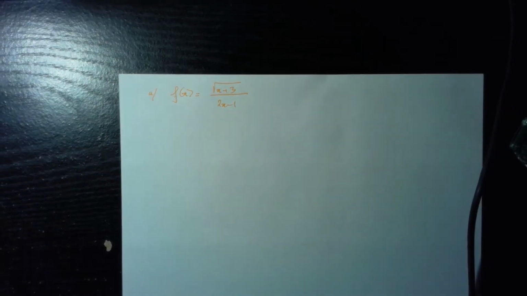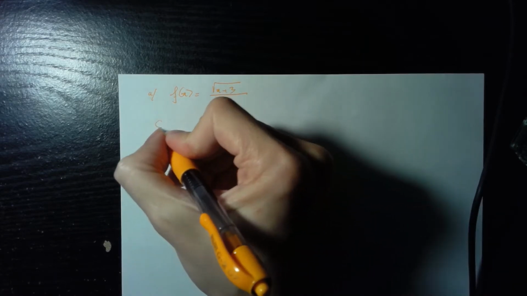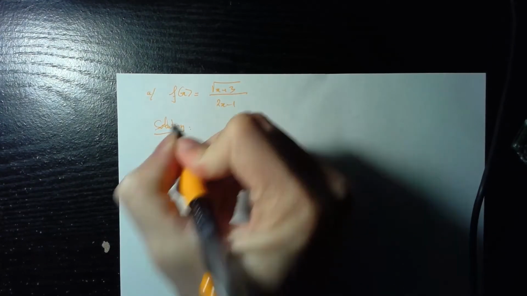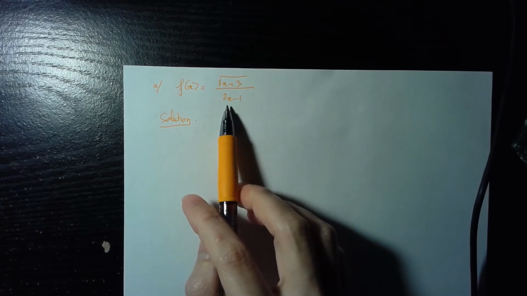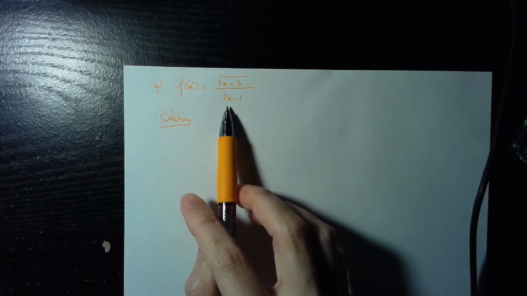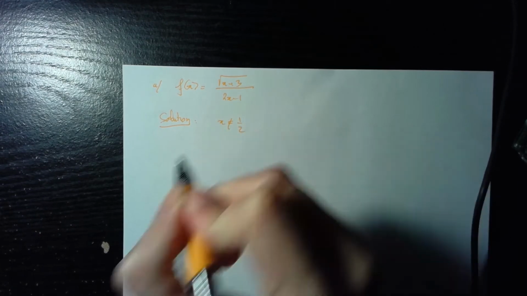And I said before that in order to find the domain, you have to consider the bottom and the top. Okay. And I said that the bottom cannot be 0, so we need to find the value that makes the bottom 0. So the value will be what? The domain will be everything except for that value, because we're not allowed to have 0 at the bottom. When you replace x with that value, it will be 1/2, right? So the domain will be everything else except for 1/2.